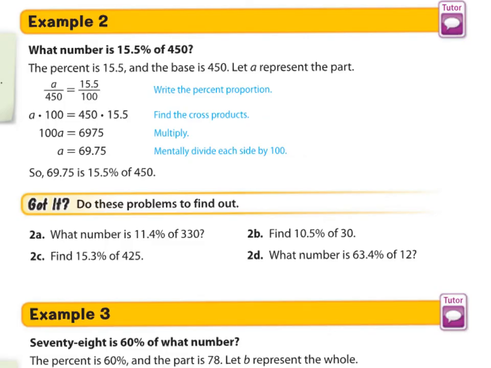Okay, now let's look at example 2. What number is 15.5% of 450? Now remember, again, we have to make the equation, or what this lesson calls our percent proportion. So we are making two ratios that are proportional. And remember that whenever we say the word percent, or see the symbol percent, it means per 100.